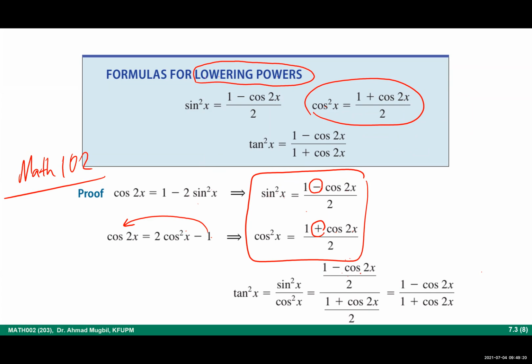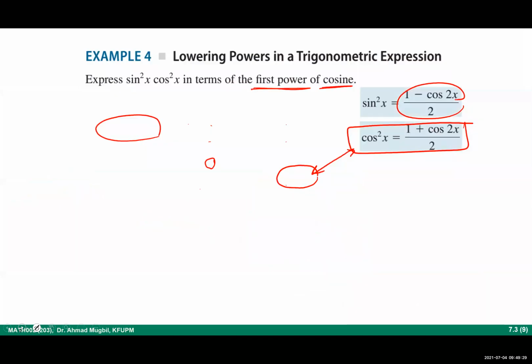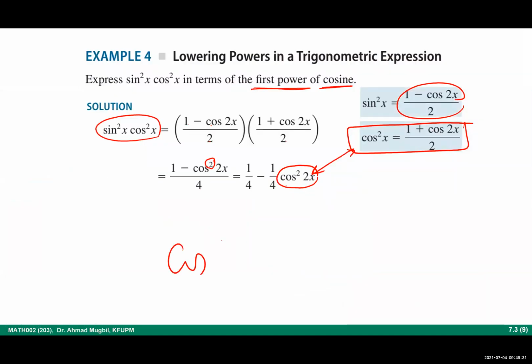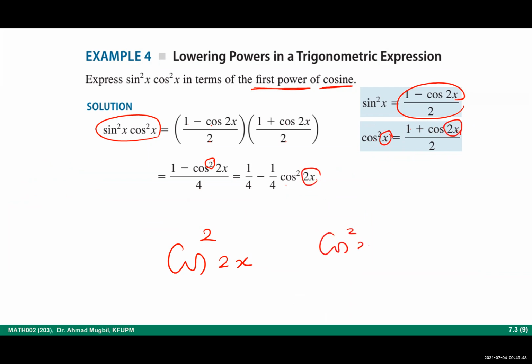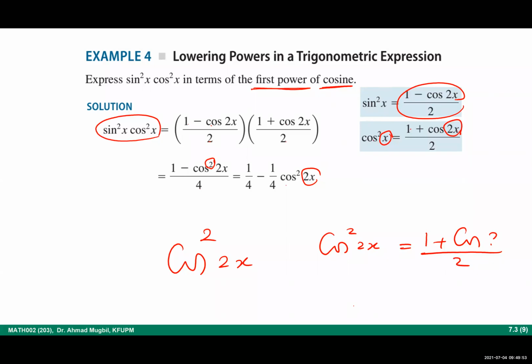What are these formulas called, guys? They are called lowering power. If you want to lower the power, use this formula. So here we want to lower this power. I have cosine squared 2x, so I will use this formula: cosine squared x is 1 plus cosine of the double, over 2. If you have x here, here you have 2x. So now when I have 2x, cosine squared 2x will be 1 plus cosine what, over 2? Cosine what, Muhammad? 4x. 4x, the double.